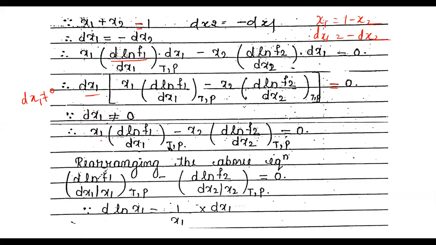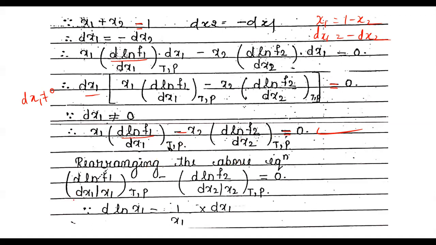So we can write now the second term: x1 derivative of ln f1 upon dx1 at constant temperature and pressure minus x2 into derivative of ln f2 upon dx2 at constant temperature and pressure is equal to 0. Now let us rearrange this equation. So we can write the equation now in this way, taking this on this side.